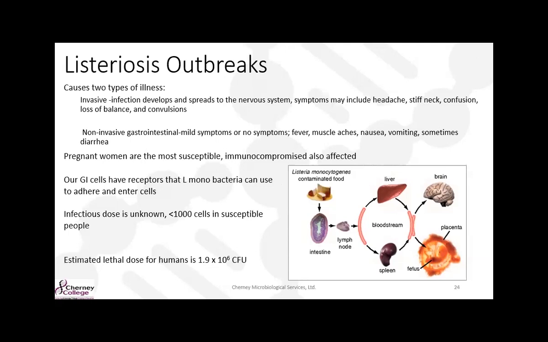However, it is very serious if pregnant women ingest Listeria monocytogenes contaminated food. In the picture on the right-hand side, if a pregnant woman were to ingest El Mono contaminated food, it would get absorbed through the intestine into the bloodstream and then could potentially affect the fetus through the placenta, causing miscarriage. So it's extremely important for pregnant women as well as the immunocompromised. This could have very serious repercussions if they were to ingest Listeria.